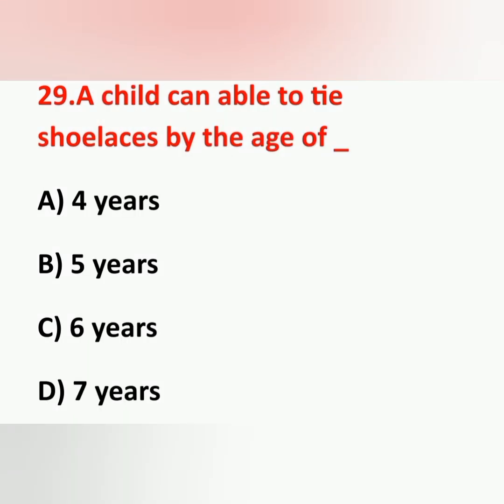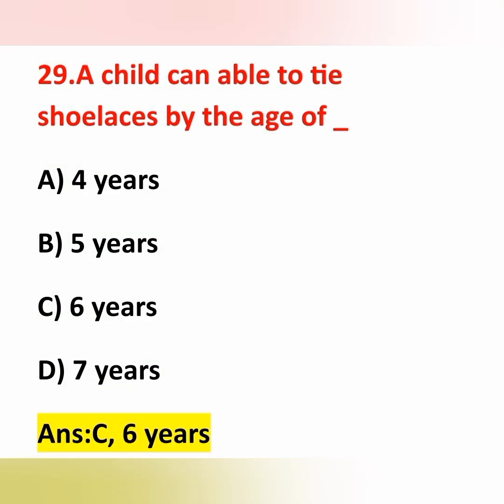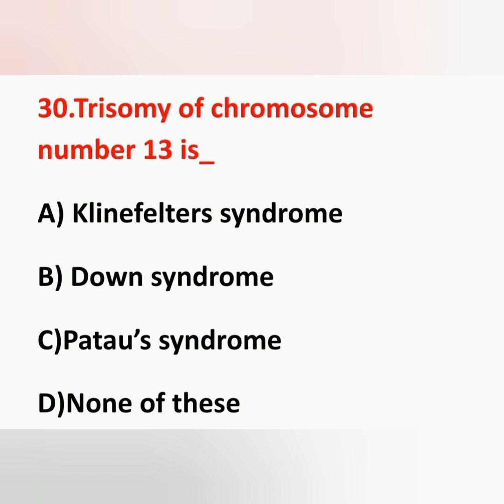The next question, and this was one of the previous questions: a child can tie shoelaces by the age of. Options are option A 4 years, option B 5 years, option C 6 years, and option D 7 years. Correct answer is option C, 6 years. A child can tie shoelaces by the age of 6 years. Option C is correct.